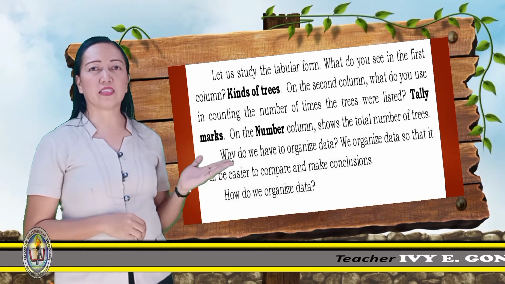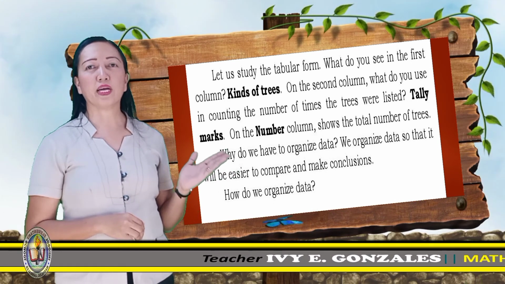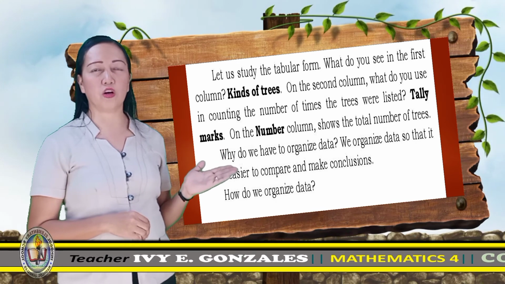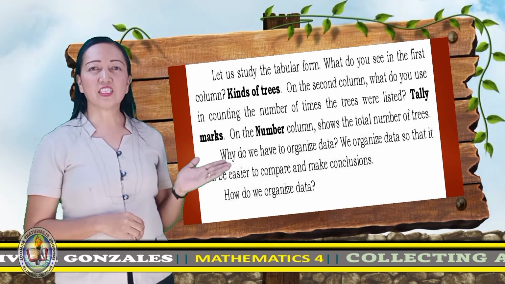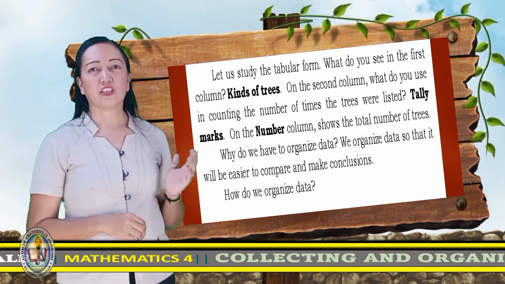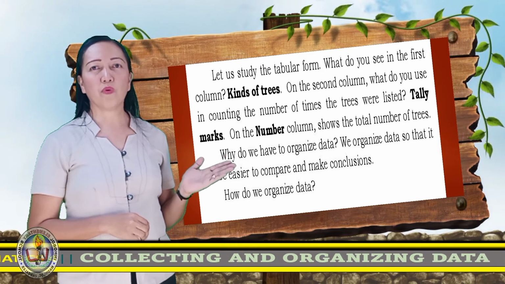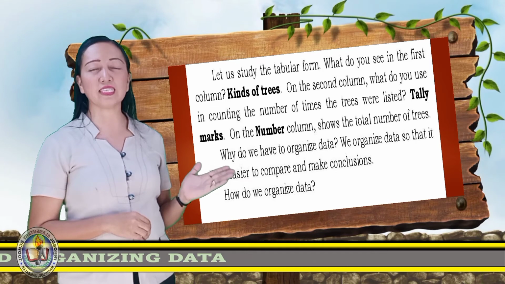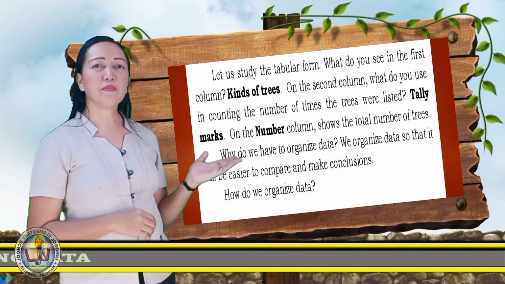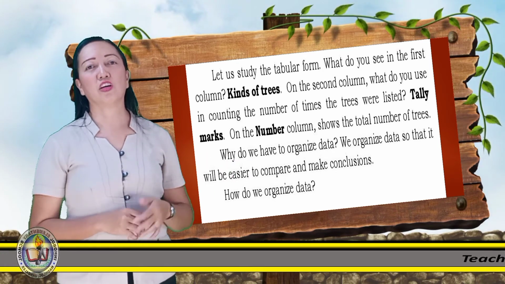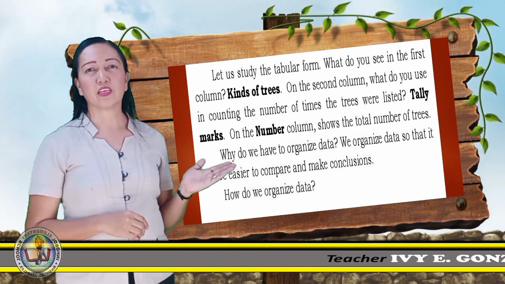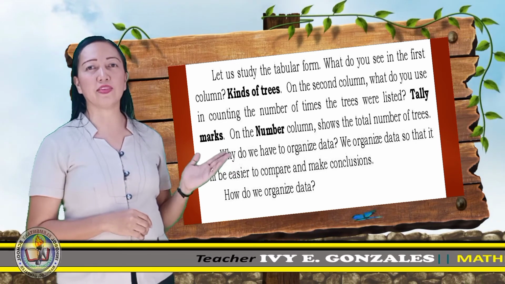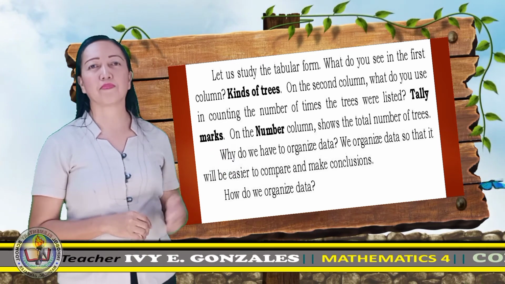Let us study the tabular form. What do you see in the first column? Kinds of trees. On the second column, what do you use in counting the number of times the trees were listed? Tally marks. The number column shows the total number of trees.